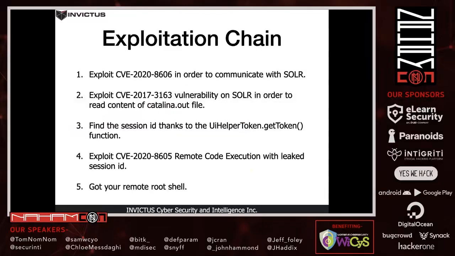So the exploitation chain is actually quite easy. We exploit the proxy service vulnerability itself. We force it to communicate with a Solr service that is running on the box itself. When we do that, we can exploit the old vulnerability in the Solr service to get the content of the catalina.out file. We find a session ID thanks to the getToken function definition, and we can go back to the exploitation of the command execution vulnerability, which requires valid authentication. Combining all of those vulnerabilities, we got a remote root shell.